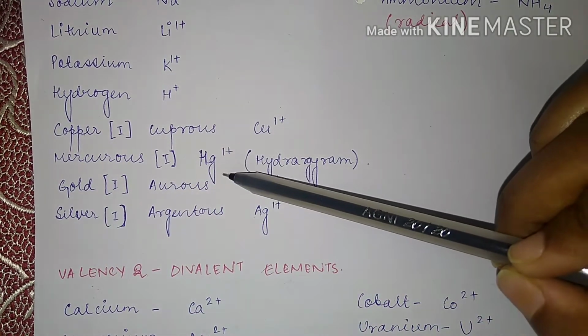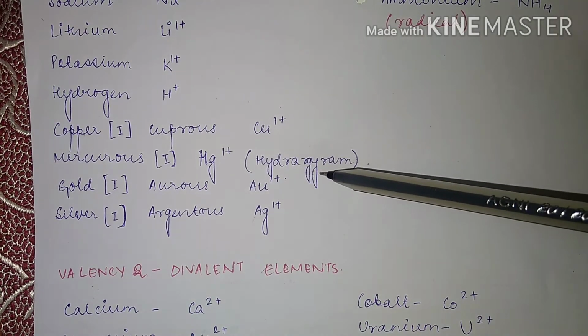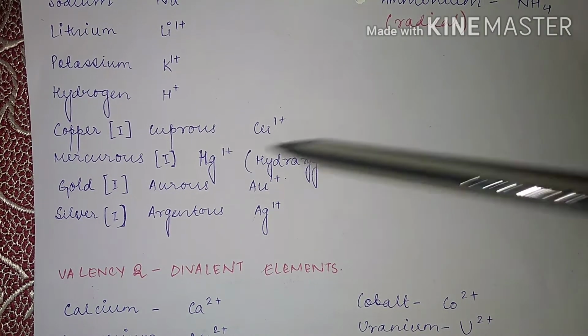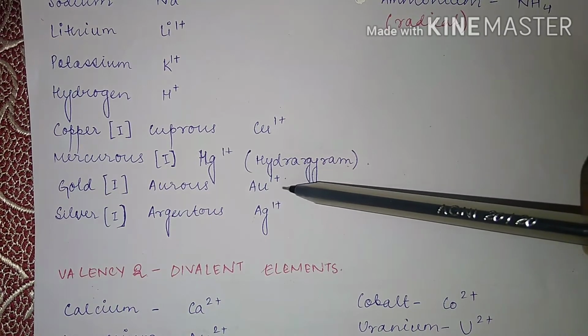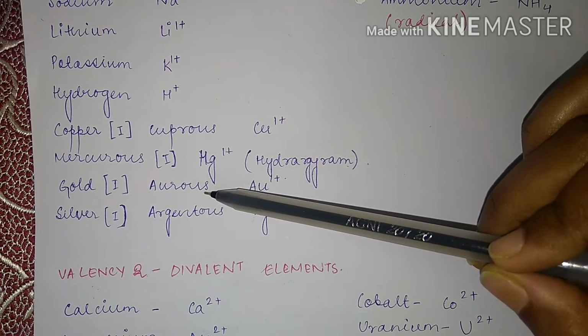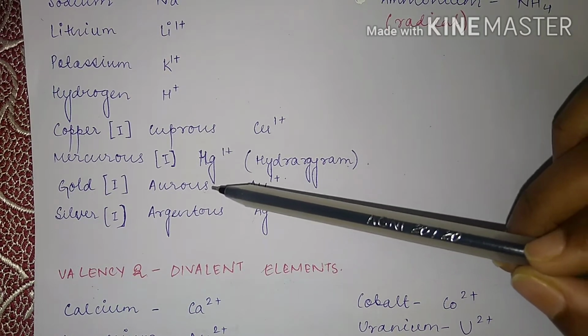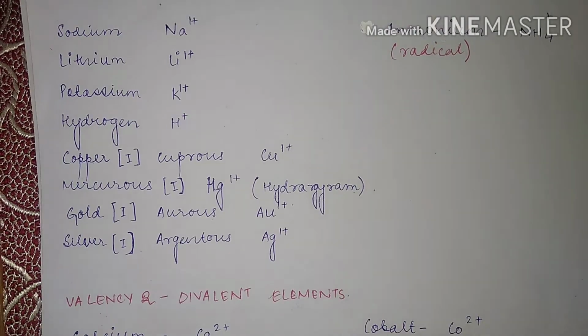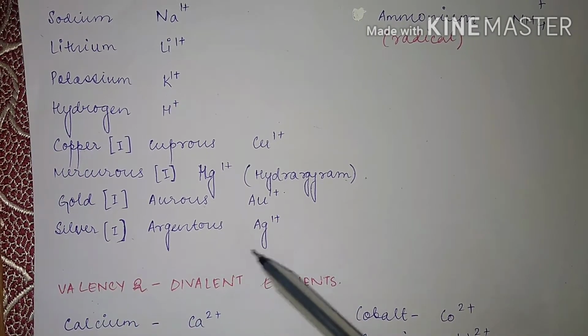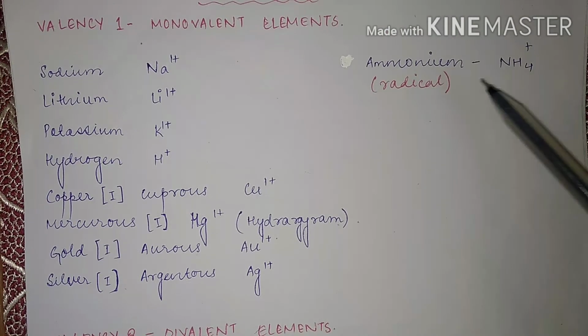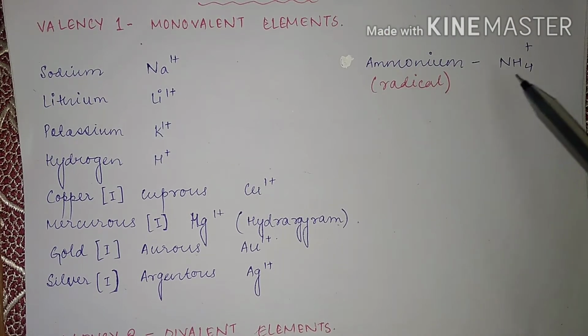Mercurous 1 is called Hg+, or hydrargyrum, this is the Latin name. Gold 1, aurous, Au+, aurum is the Latin name. And silver, also called argentous, with +1. A monovalent radical is ammonium with the NH4+ formula.